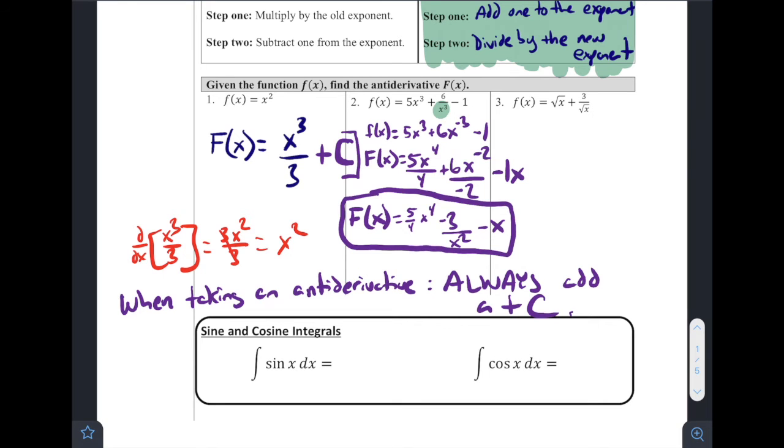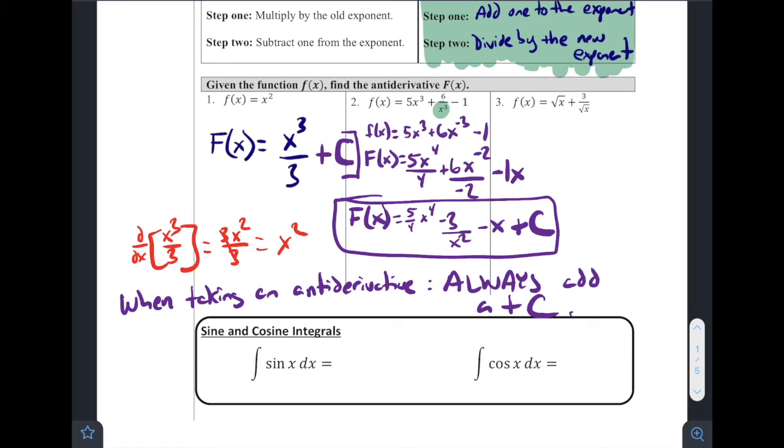And of course, I forgot the one thing that I said to always do. We need to add a plus c. So let's get rid of this box. I'm going to put a big old plus c here on the end because we need to have that when we take the antiderivative, to represent the fact that we could have any constant here and it would still, when we take the derivative, go back to this.